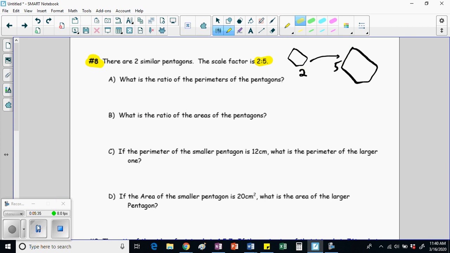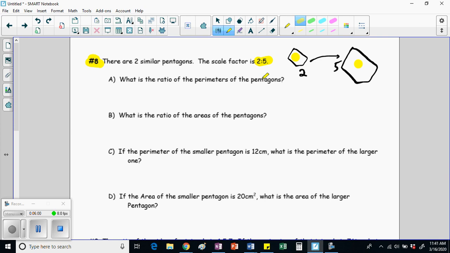Now, if you remember, it makes a difference which number you put on top or bottom of the scale factor. We have our small shape and our big shape. If you have a measurement in the small shape and you're trying to find the corresponding measurement in the larger shape, you multiply by the scale factor and put the larger number on top. If instead I had a measurement in the large one and want a measurement in the small one, I put the smaller number on top.